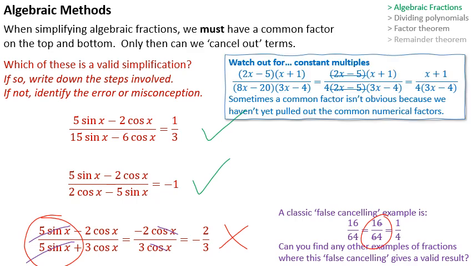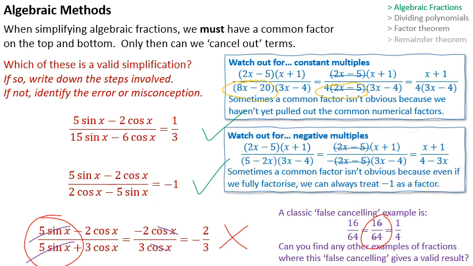So the first thing to watch out for is constant multiples. Here's one thing you might not spot. This fraction you've got here, (2x minus 5)(x plus 1) over (8x minus 20)(3x minus 4). Unless you fully factorize out all the numerical factors, you may not spot that there is actually a common algebraic factor. In this case, 2x minus 5 is hiding within the 8x minus 20, so keep an eye out for that. 8x minus 20 does cancel down with 2x minus 5, but you won't see it necessarily unless you pull out the factor of 4.